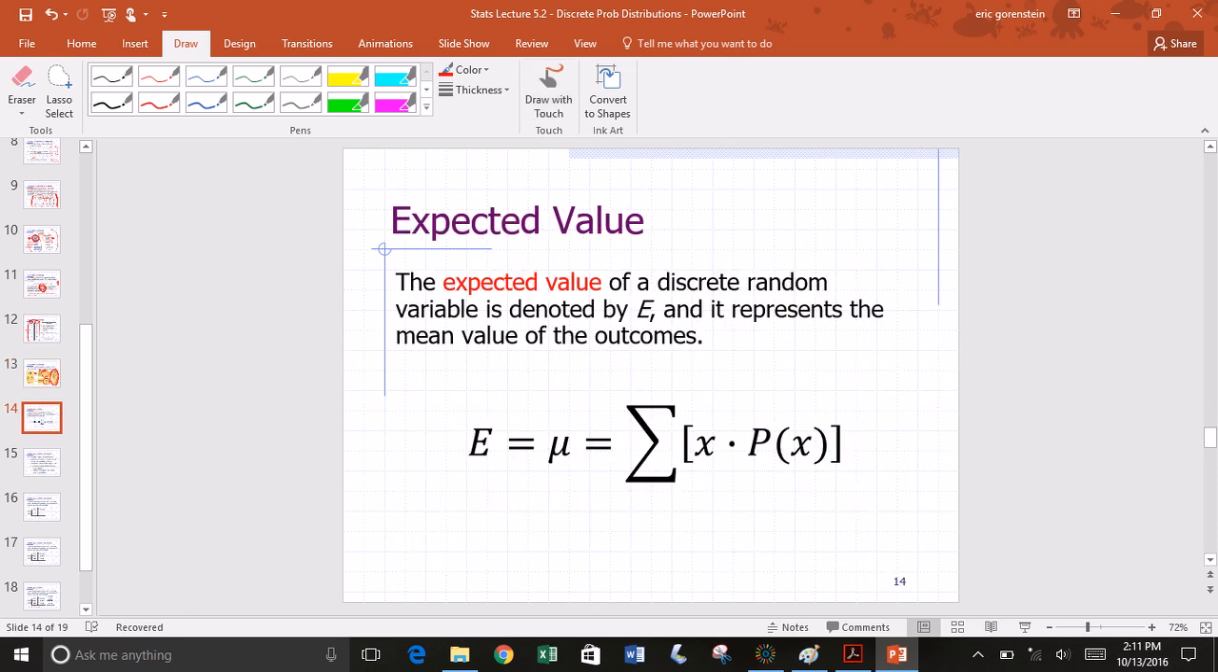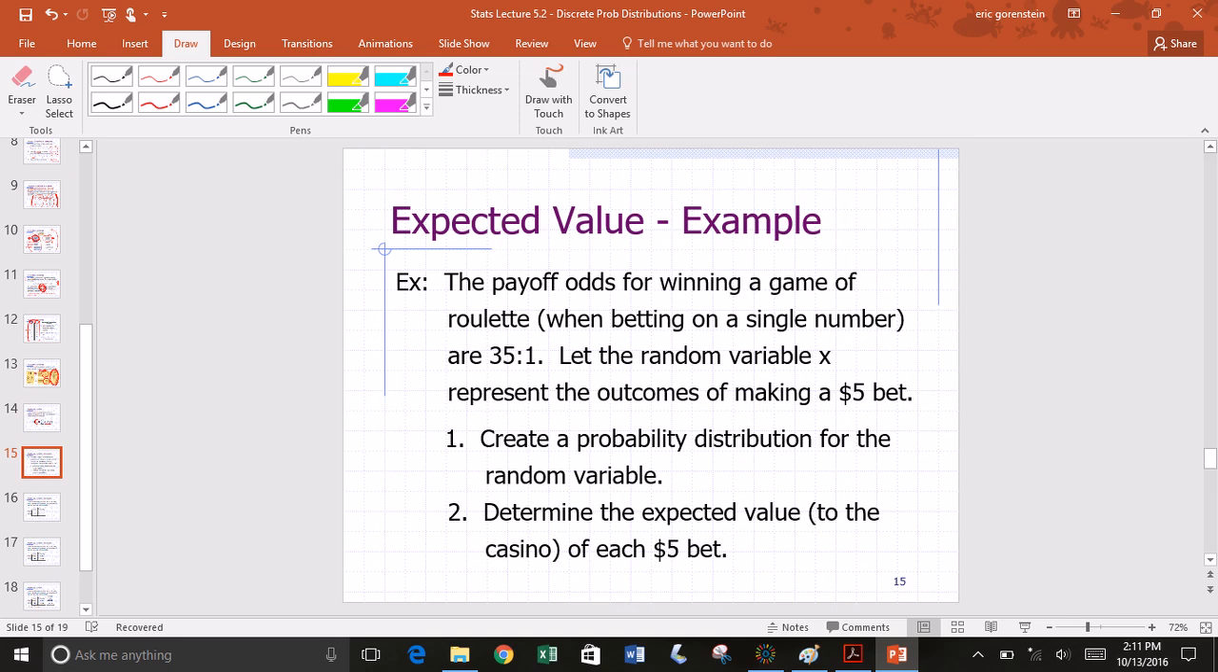And just like before with the frequency distribution, we talked about the mean and the standard deviation of a frequency distribution. We talked about the same thing with the probability distribution. So what's called the expected value of a discrete random variable is the mean of the probability distribution. The formula for this is the summation of x times p of x, or take each x value times the corresponding probability and add them up.